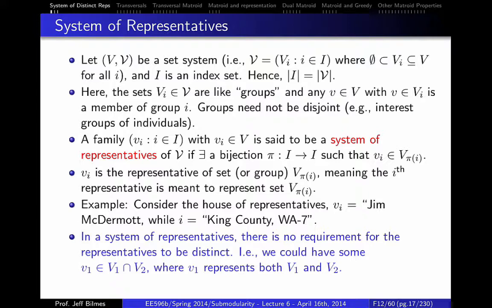Now, in a particular system of representatives, there's no requirement for the representatives to be distinct. So in this meeting, let's say that all the representatives go to the meeting. If you could be a member of the sailing group and the cooking group, and if you went, you would be a representative of both groups. So you could have the representative being a member of group 1 and group 2. In other words, v_i could be equal to v_j, so the representatives are not distinct.